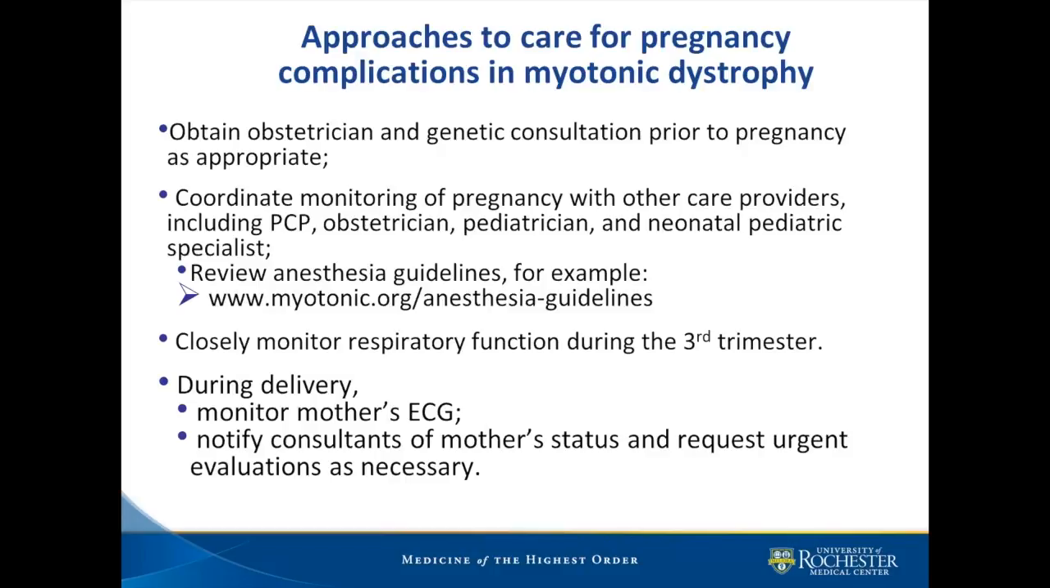So if you are thinking about what the best approaches might be for managing pregnancy in patients with myotonic dystrophy, it is really important to consider detailed genetic consultation, family planning prior to pregnancy. That would include the obstetrician. It almost always will include either an obstetric genetic specialist and your regular primary care doctor and a pediatrician who could be prepared as necessary to assist with the delivery if pregnancy is obtained.